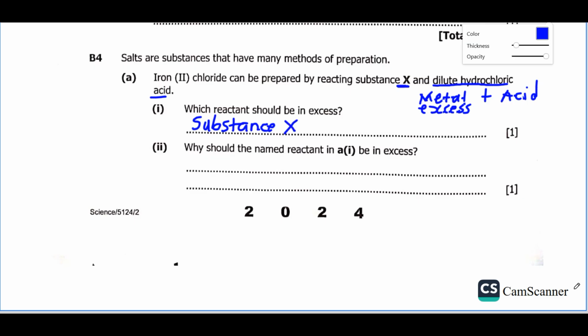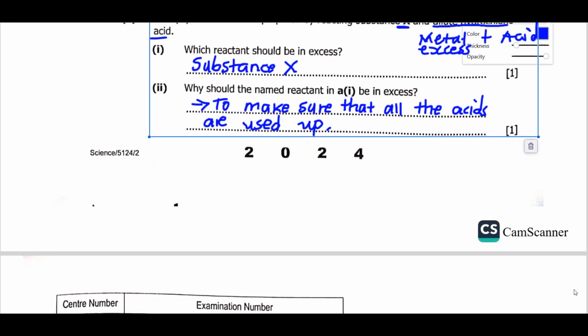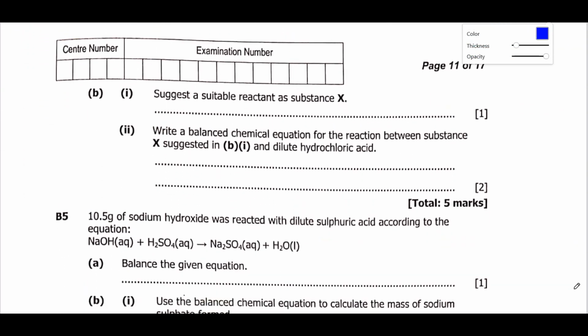Then, why should the named reactant in A1 be in excess? So say to make sure that all the acids are used up. So that's the reason why we have to make sure of that. B1 suggests a suitable reactant as substance X. So that should be iron.